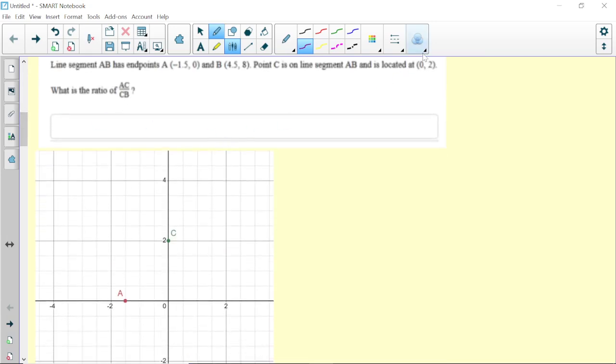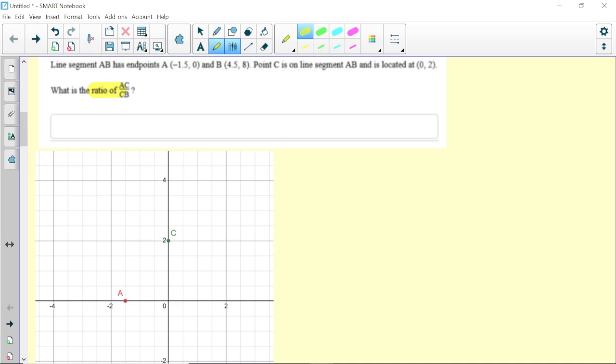Right, the next one is a distance type where we've got some segments that we're going to talk about. So line AB has endpoints. A is at -1.5, 0, and B is at 4.5, 8. Point C is on the line segment and is located at 0, 2. What is the ratio of AC over CB? So this one, we're looking for a fraction, a ratio. What's the line segment AC, what's that length, over the length of line segment CB.